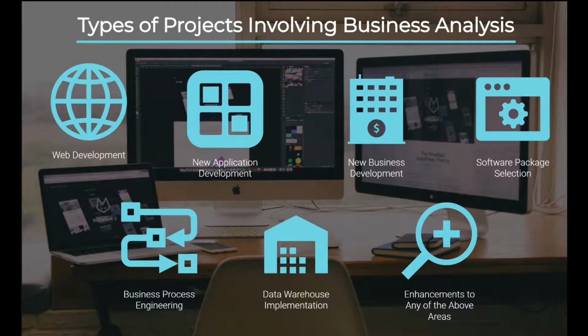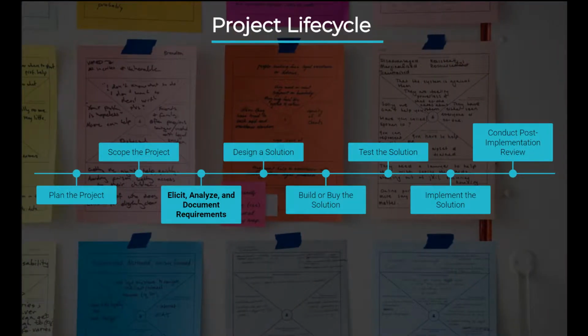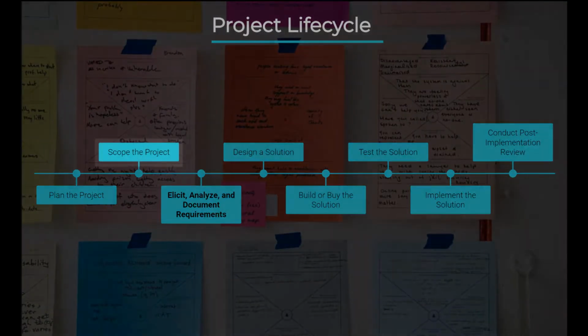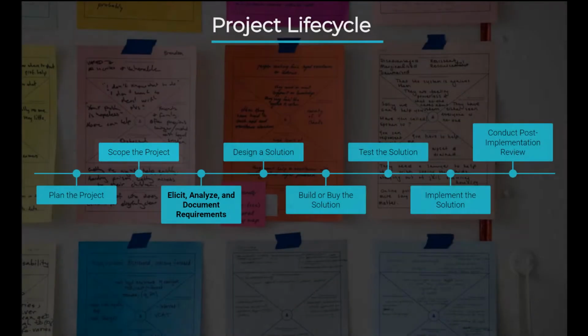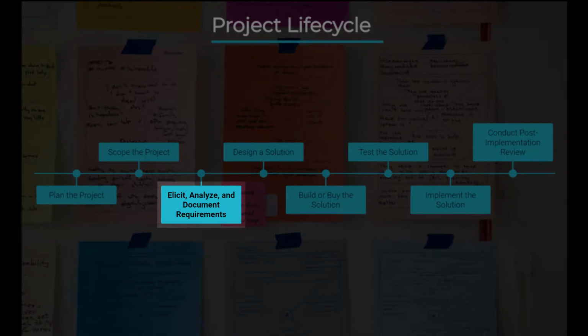Now let's look at what a project lifecycle looks like. Every project progresses through several phases of work, and those phases are looked at as the project lifecycle. We would start with planning the project, then move into scoping the project, and then the next one is the area where the business analyst is really spending the bulk of their time on the project. In other words, doing the bulk of their work. And that's in the elicit, analyze, and document requirements phase.